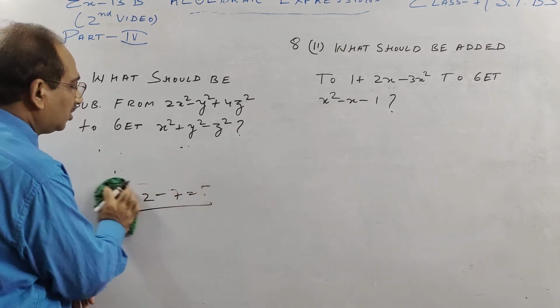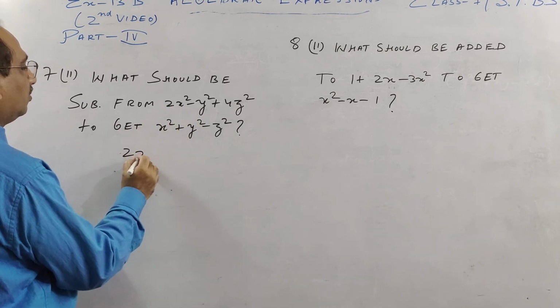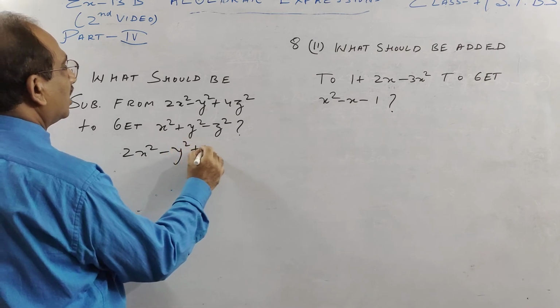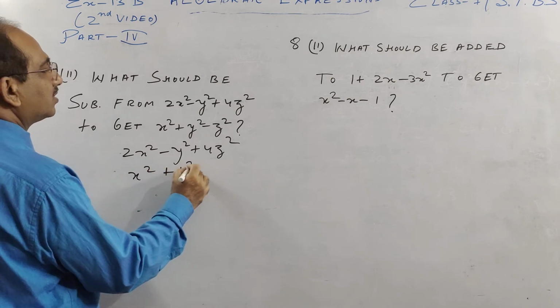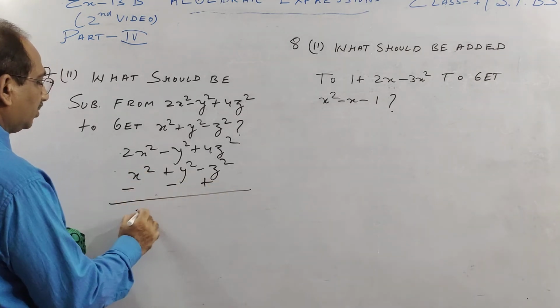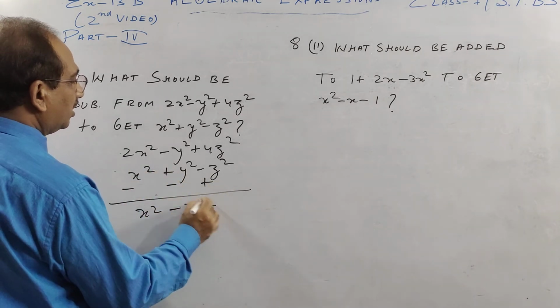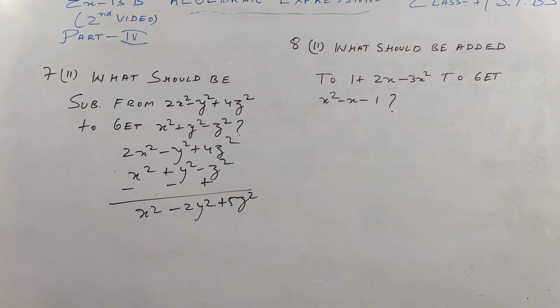So finally, what should be subtracted from this to get this? So what we do, 2x square minus y square plus 4zy. You subtract this, x square plus y square minus z square. Change the sign, children. This will become x square, this will become minus minus minus 2, and this will become 5z square. So you see this is question 7 part 2, and we have subtracted one from the other.